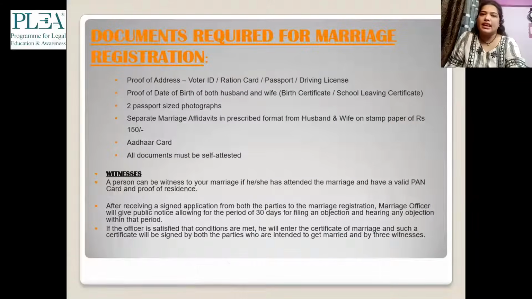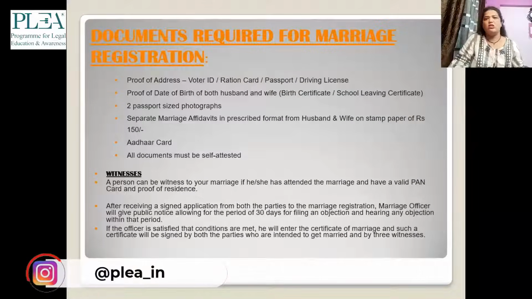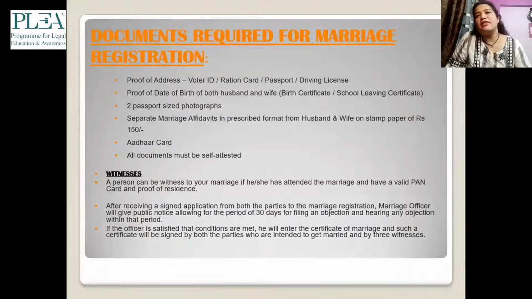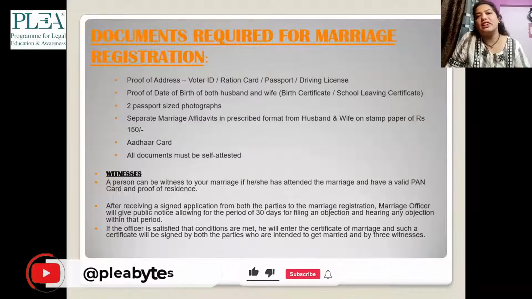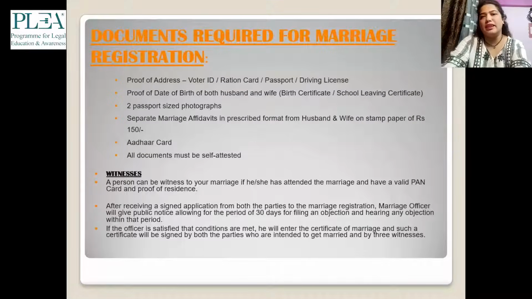Then Aadhaar card is needed, and all the documents must be self-attested, that is, write true copy and sign. Then witnesses: a person can be a witness to your marriage if he or she has attended the marriage and has a valid PAN card and proof of residence. After giving a signed application from both the parties to the marriage registration office, the marriage officer will give a public notice allowing a period of 30 days, I'm just explaining this in short, for filing objections and hearing any objections within that period.